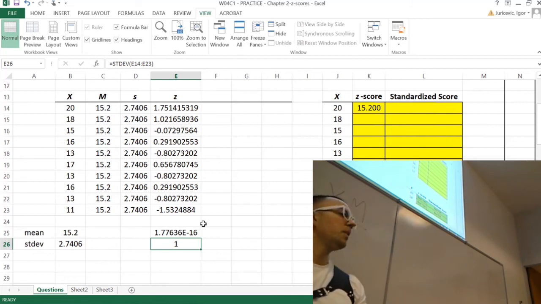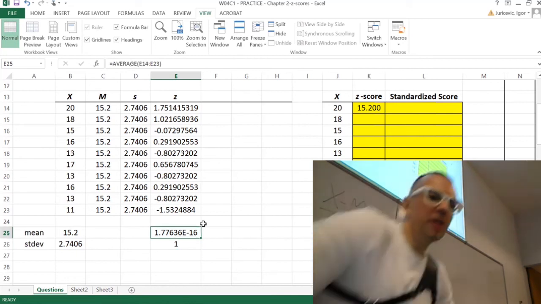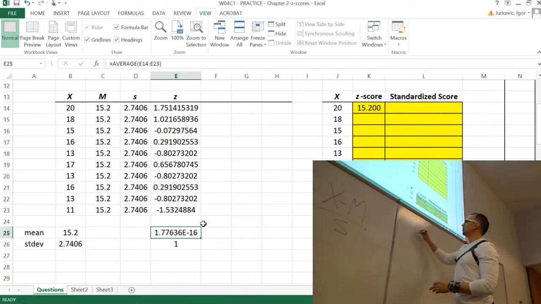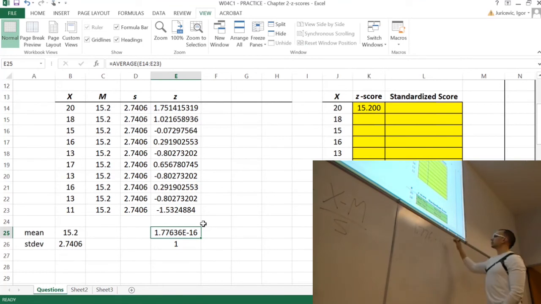This number over here, that is scientific notation. That number is 1.776 times 10 to the power of minus 16. What that means is that this is 0.1, 2, 3, 4, 5, 6, 7, 8, 9, 10, 11, 12, 13, 14, 15, 16, 1776. All right, that's the number. That is our average. That's about as close to 0 as you're going to get in Excel. So that's what you're looking for.